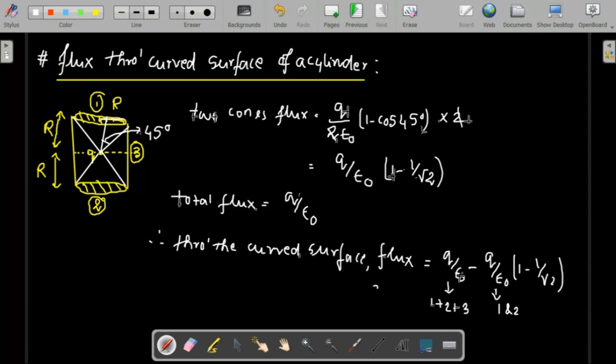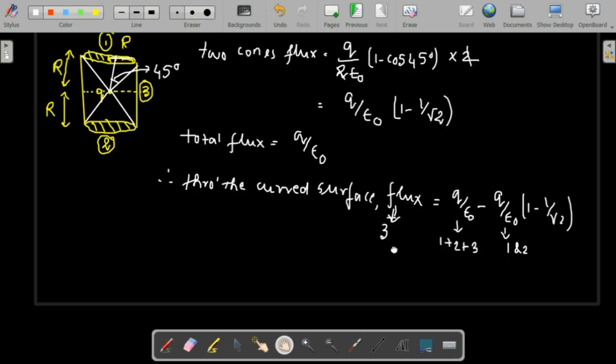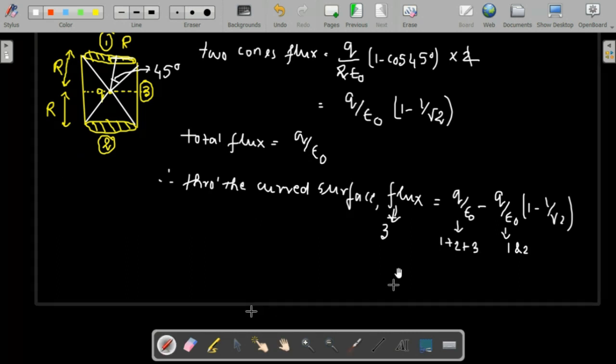So that means this side we are going to get the flux coming out of the third surface, the curved surface, right? So if we do that, q by epsilon naught minus q by epsilon naught gets cancelled, minus minus will become plus, and I'll be left with only q by root 2 epsilon naught. That's the flux coming out of the curved surface. So the logic is simple. Why are we doing this? Because these kinds of numerical problems might always be asked. Okay, simple.